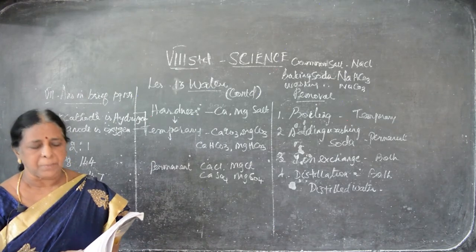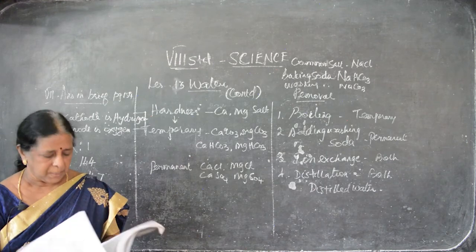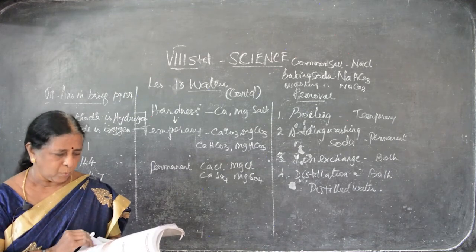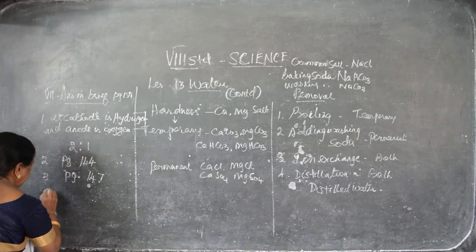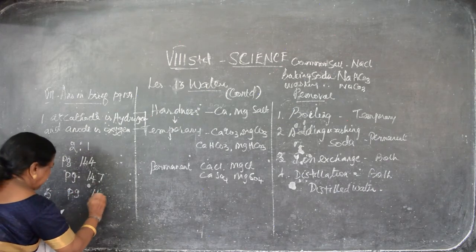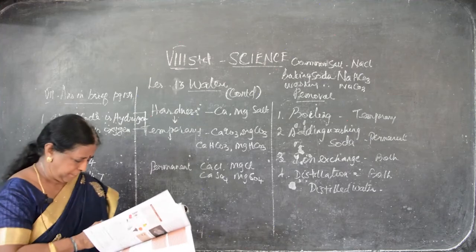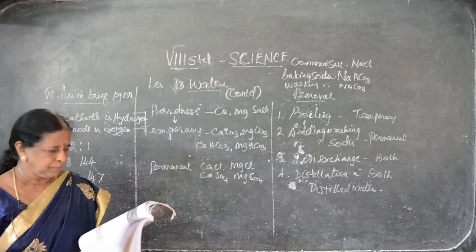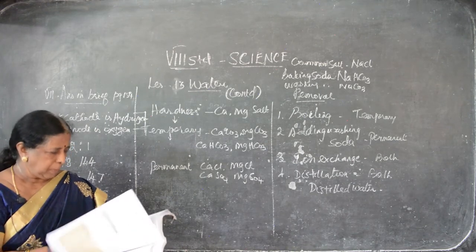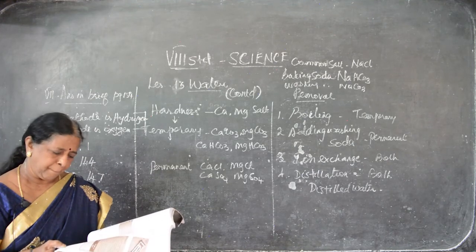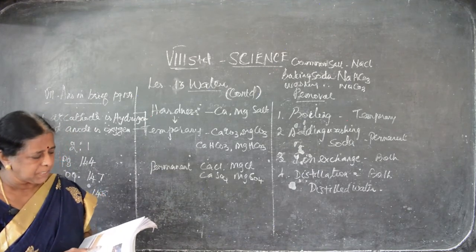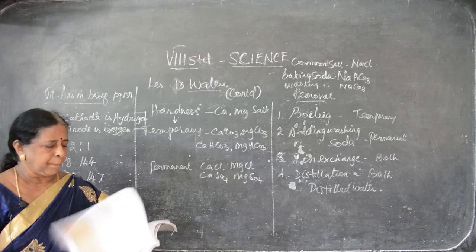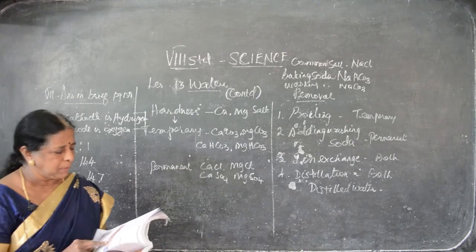And the last question: what are the methods of removing hardness of water? It's in page number 148. You have to underline the headings alone. Fourth one is omitted, so fifth one, page number 148. Page number 148, underline the heading alone, children. Boiling, adding washing soda, ion exchange and distillation. Another thing and all you take from the question. Distillation are the methods to remove the hardness of water.